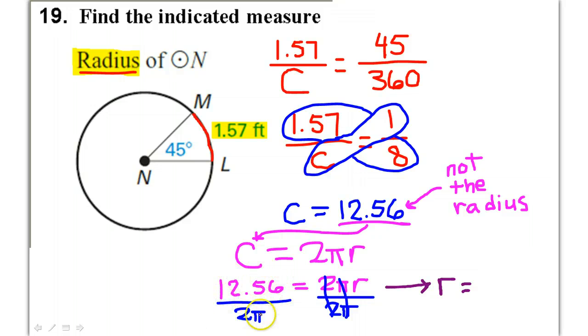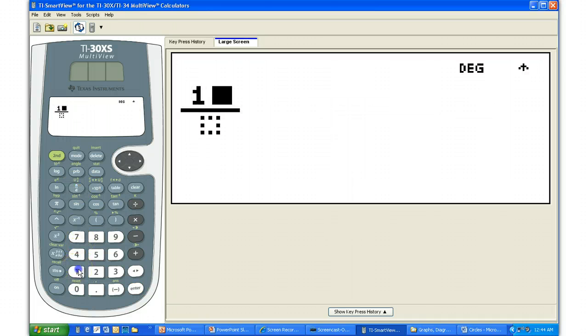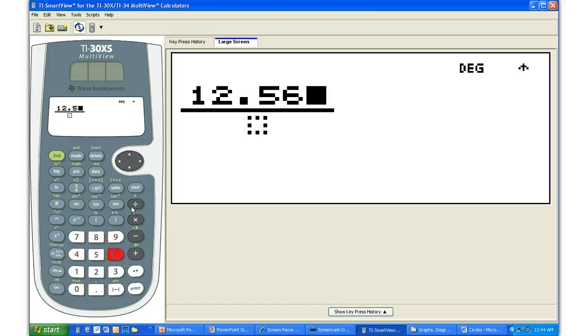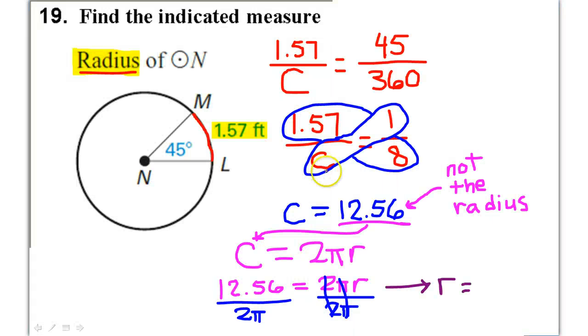Please do not leave an answer like this. Some kids were giving me stuff like this as an answer. If you have a decimal, do not leave a decimal and pi in your answer. Let's use your n over d button. So 12.56 divided by or over 2 pi. That's going to give us 1.9989, rounded to the nearest tenth or even the nearest hundredth. This is going to be 2.0. Alright, so the radius is 2. So that is your answer.